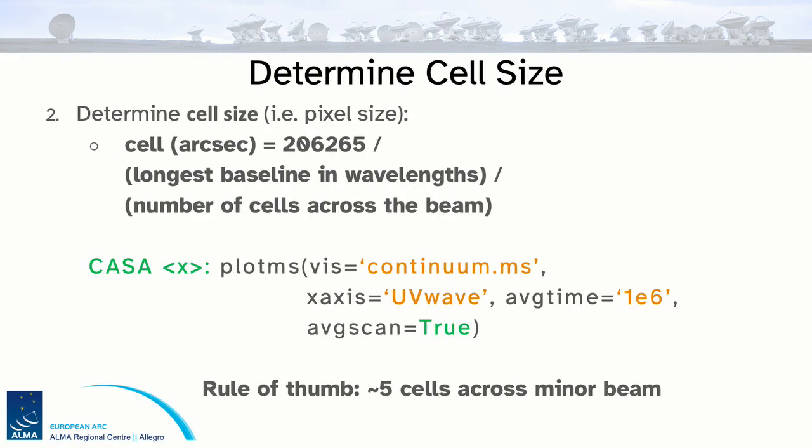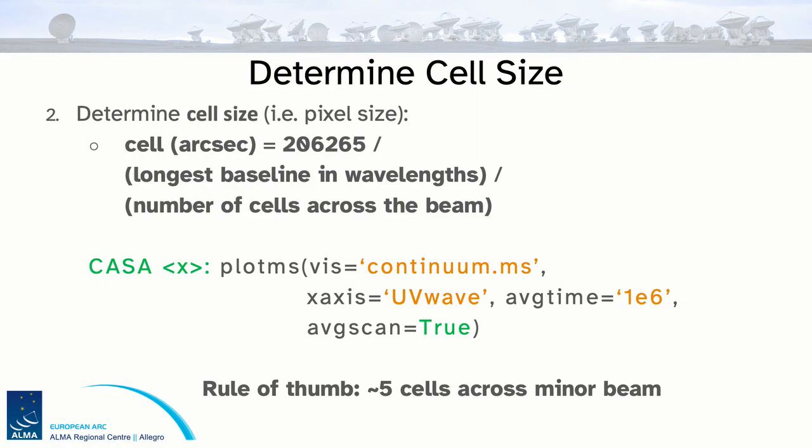After you've produced your continuum-only or your line-only measurement sets, you are generally ready to move on to making a dirty image. First, you need to determine the proper cell size for your image. The suggested cell size is that which gives you 5 cells across the minor axis of your beam. Alternatively, if you want to Nyquist-sample your beam, you would choose 2 cells across the minor axis of your beam.